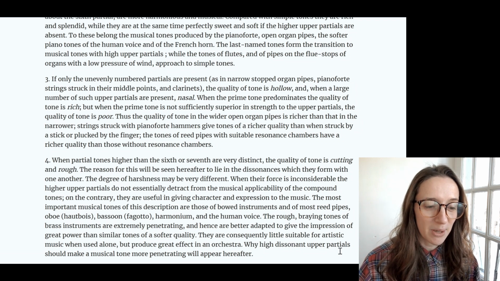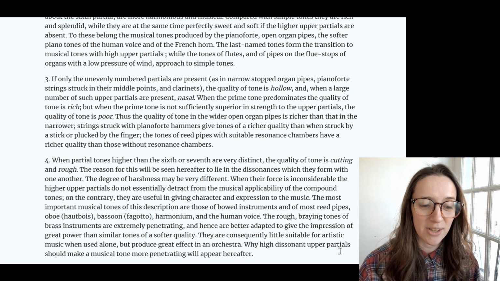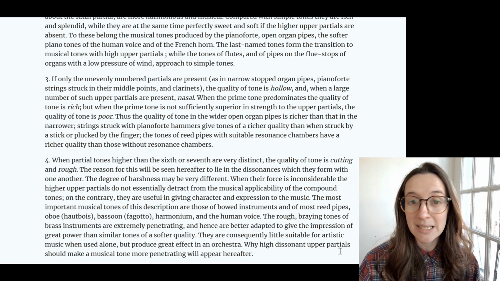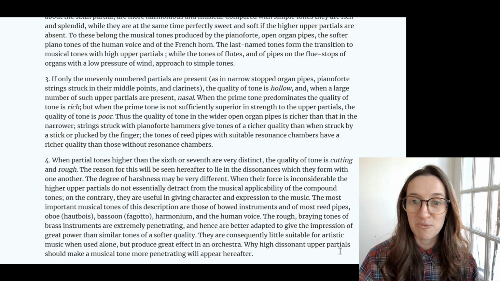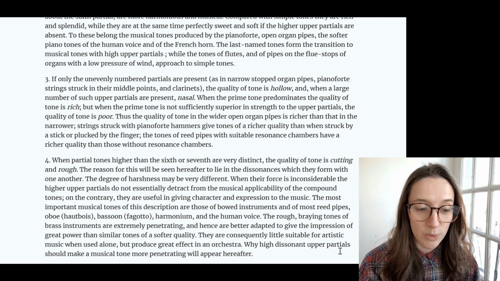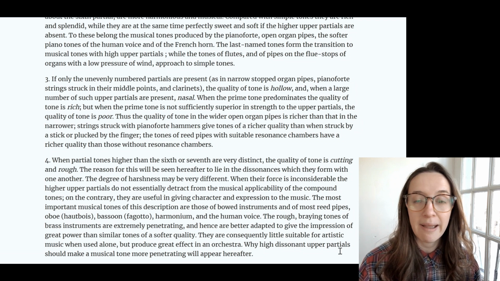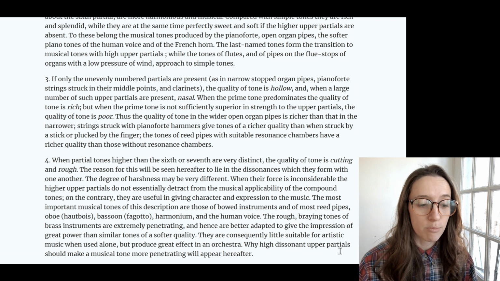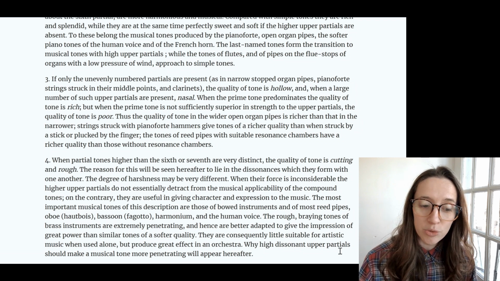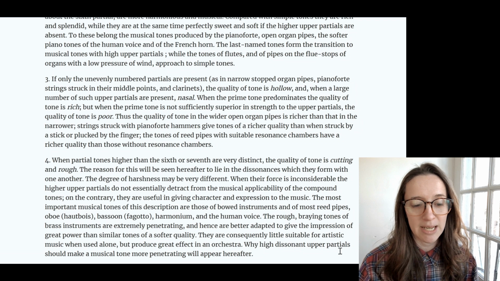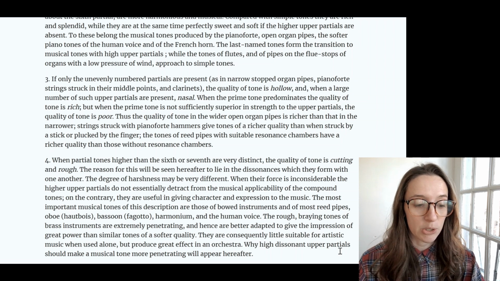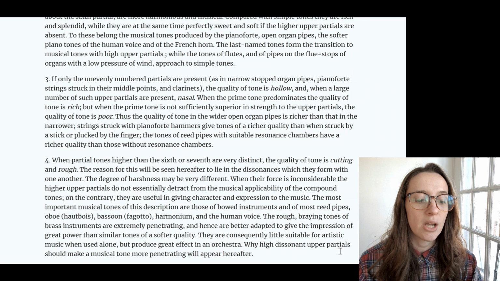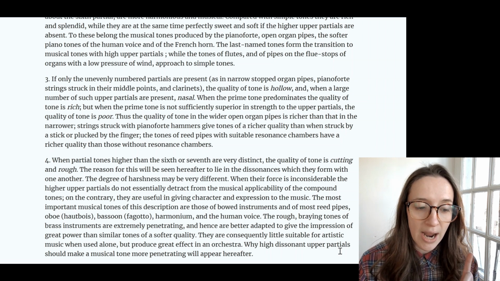Number 4, when partial tones higher than the sixth or seventh are very distinct, the quality of tone is cutting and rough. The most important musical tones of this description are those of bowed instruments, of most reed pipes, oboe, bassoon, harmonium, and the human voice. The rough, braying tones of brass instruments are extremely penetrating and hence are better adapted to give the impression of great power than simple tones of softer quality. Why high dissonant upper partials should make a musical tone more penetrating will appear hereafter.